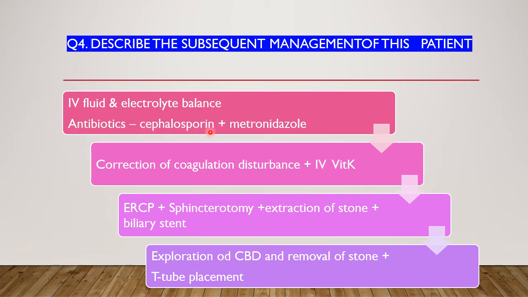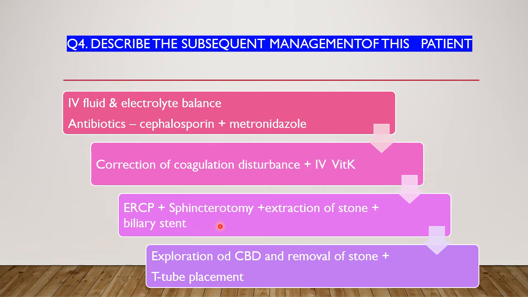Broad spectrum antibiotics with metronidazole must be instituted for the patient. Correction of coagulation disturbances is important, with an injection vitamin K regime. And when these 3 conditions are met and the patient is more stabilized, then you have to think of a definitive treatment, how to remove the stone. The best and the easiest method these days will be an ERCP with sphincterotomy and extraction of the stone. And at times you may want to put in a biliary stent.